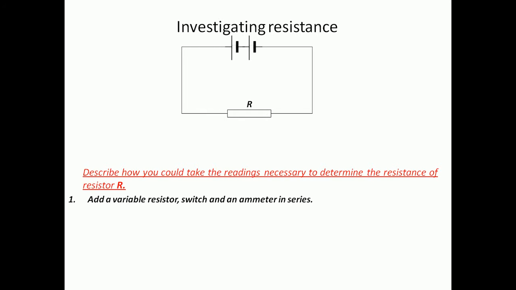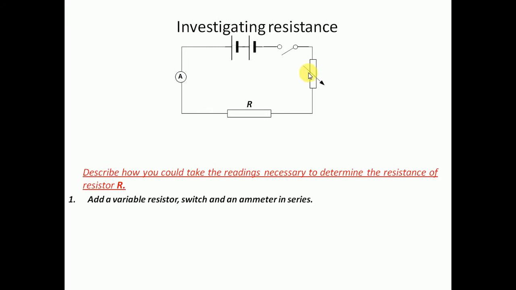And then finally we have an ammeter, which is also wired in series, and the ammeter is there to measure the current that is flowing through the resistor. So I'll just add those to the diagram. You can see, there we go. We have our switch, we have our variable resistor, and we have our ammeter.